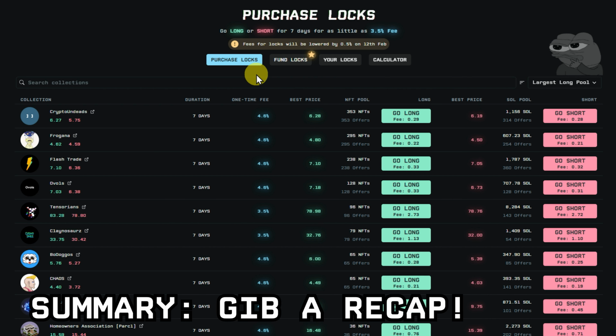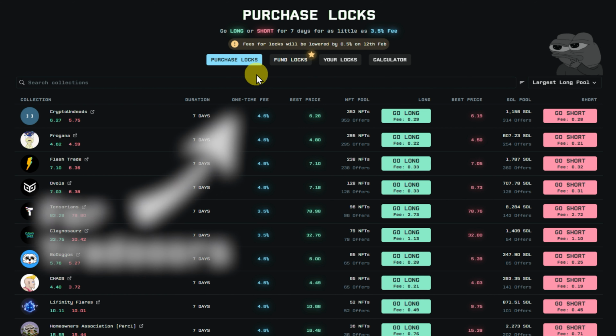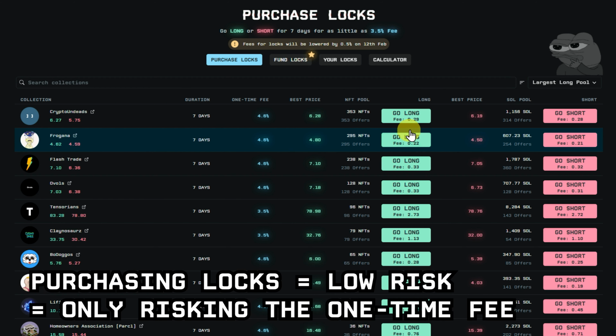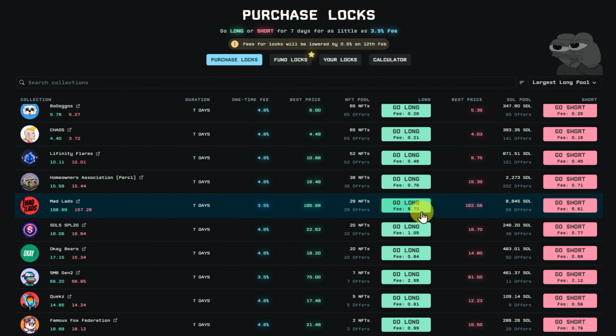Now purchasing locks, this is for the trader, someone that wants to put up a small amount of capital and try and make some profit. The risk here is low. You're only risking the fee. In this case, 0.22 Sol, or with a Mad Lad, 5.73 Sol. If you want a long, you think the price will go up. If you want a short, 5.61 Sol.